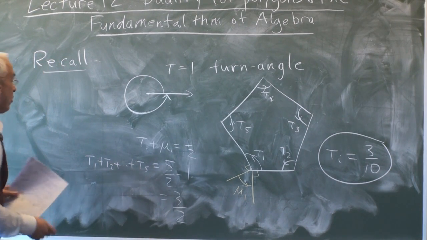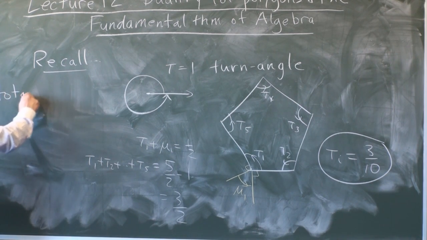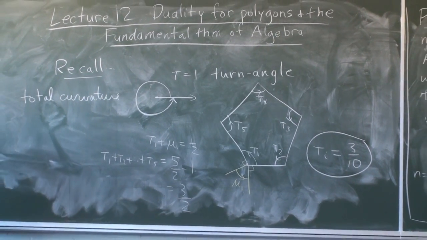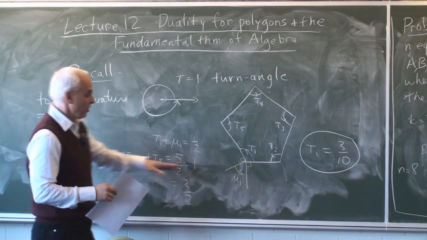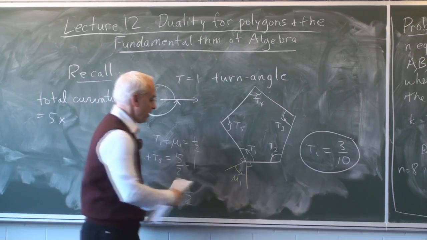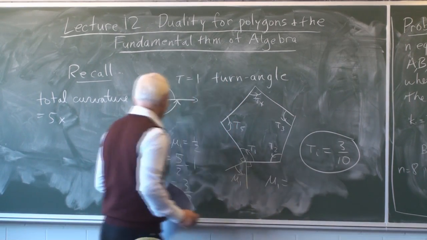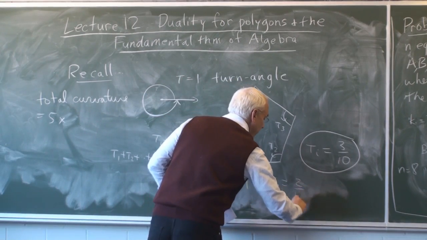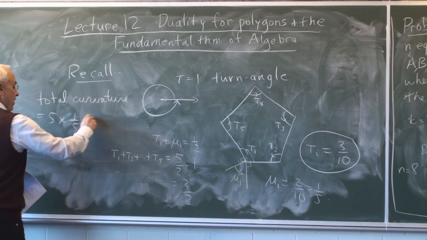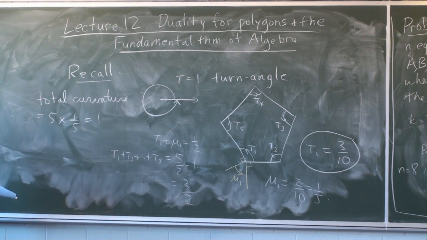And conversely, the total curvature, we'll just check. The total curvature is 5 times, what is the external one? mu1 will be, well, if they add up to 1/2, then mu1 would better be 2/10 or 1/5. And so the total curvature is 5 times 1/5, which is 1, which is what we expect for any convex polytope. So we are now in a position to analyze ordinary familiar triangles in a new way.